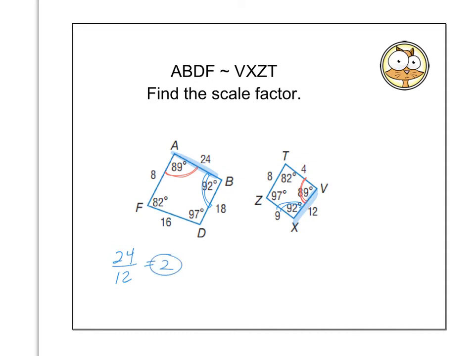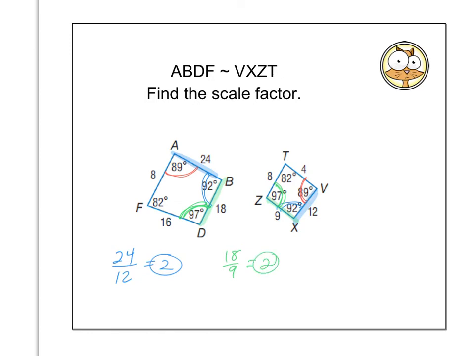Let's check another side though. So how about between the 92 and the 97? Between 92 and 97 over here. So on the left here, I have 18, and on the right here, I have 9. So 18 divided by 9, oh, that's also 2.